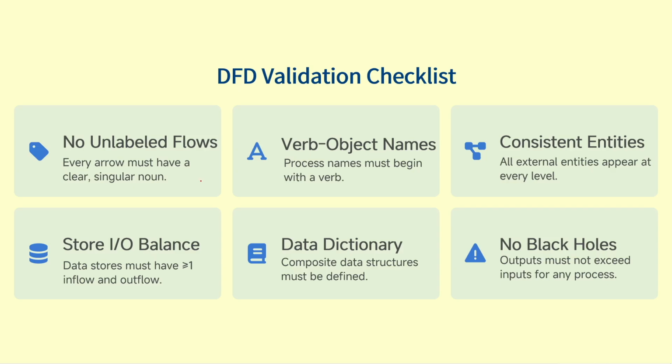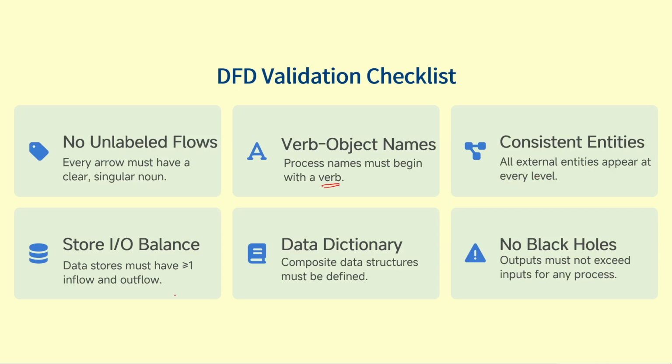The second one is the naming. Normally it should begin with a verb. For example, process order, validate account. Every name should begin with a verb describing the action, what exactly it is trying to do. The third one is there should be consistent entities. All the external entities that appear at every level should be the same across the diagram.